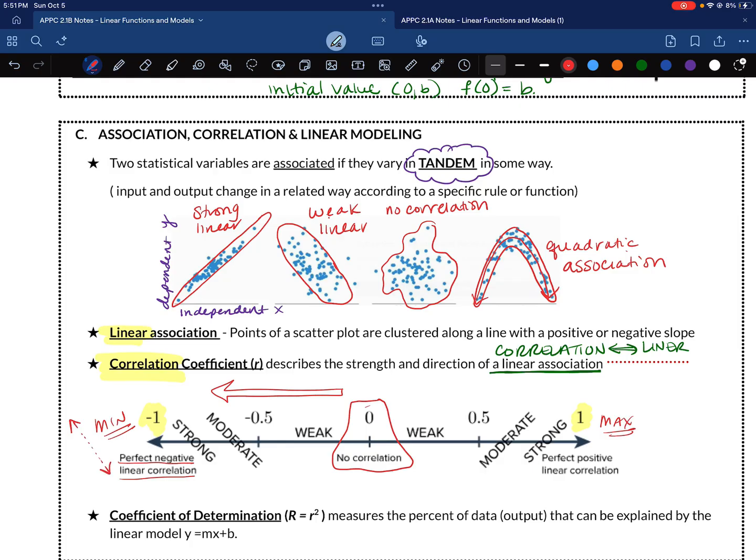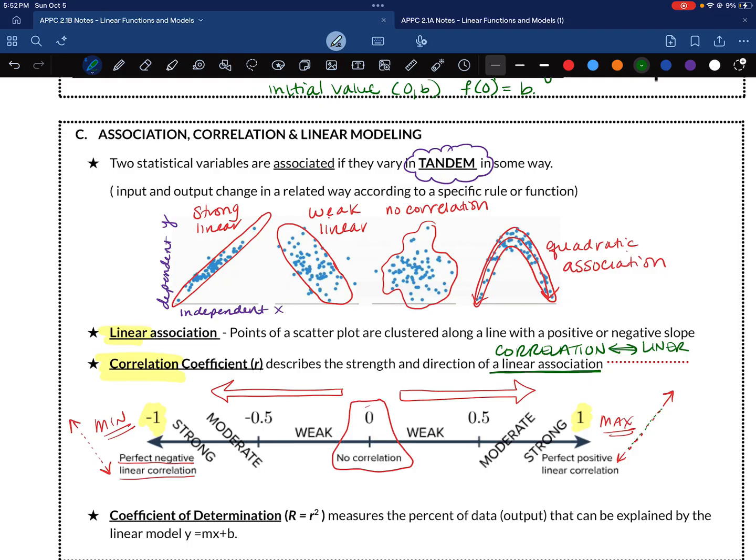And then on the other side, moving away from 0 in the positive direction, the correlation's getting stronger and stronger until finally, if we had an R value of +1, we would say that we have a perfect correlation, but this time in the positive direction. So when I look at my scatter plot, all my dots are lining up absolutely perfectly on a line, but just with a positive slope.